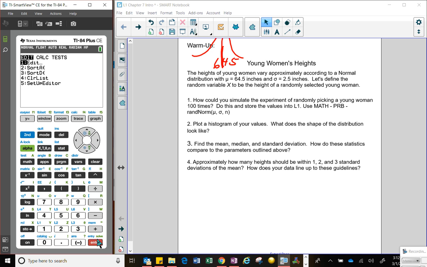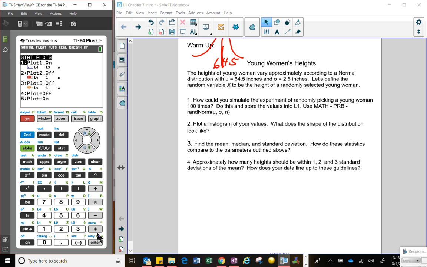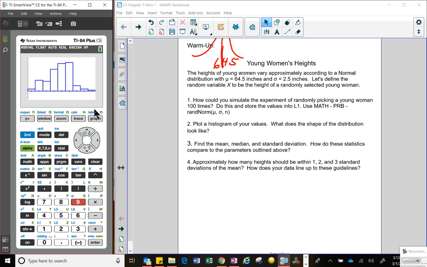If I go into stat edit, and don't worry about what's in the rest of these, but in L1 it has now stored all these values, and if I scroll down to the bottom you can see that there's 100 values here, right? So what we want to do is compare this sample to the population. So if I look at the sample, I want to make a histogram of everything that I have in L1. So that's sample. I'm going to zoom 9, and that's what that looks like. The shape is actually kind of like left skewed, right?